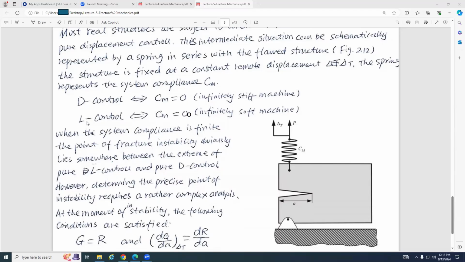For load control, you can imagine that the load does not change. However, the crack is continuously growing, which means the displacement keeps growing. So the load does not change, but the displacement keeps growing. This is the case of infinite CM, an infinitely soft machine, extremely soft.